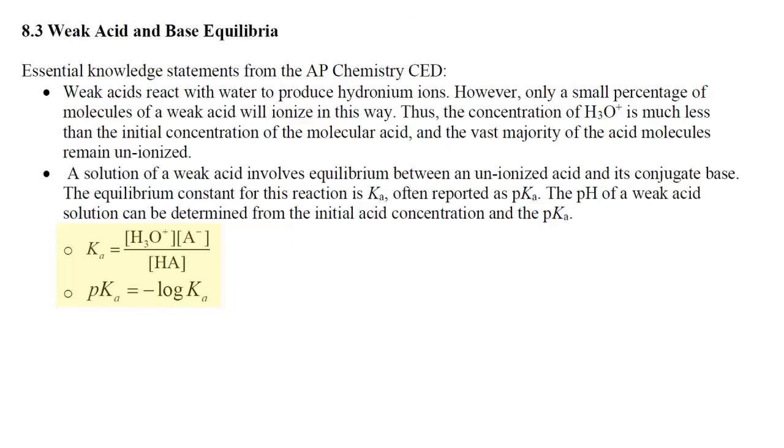And you can see that in the numerator, it's the concentration of the hydronium ion times the concentration of A minus, and then divided by the concentration of HA. So in AP Chemistry, HA is the generic formula for a weak acid, and A minus is the generic formula for its conjugate base. You can also see the definition of pKa. pKa is equal to the negative log of Ka.